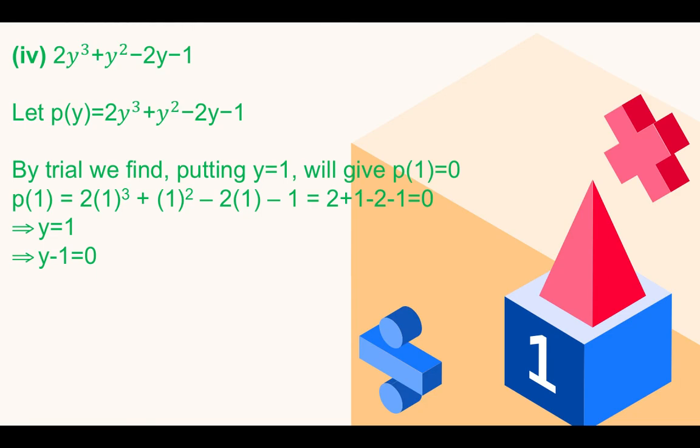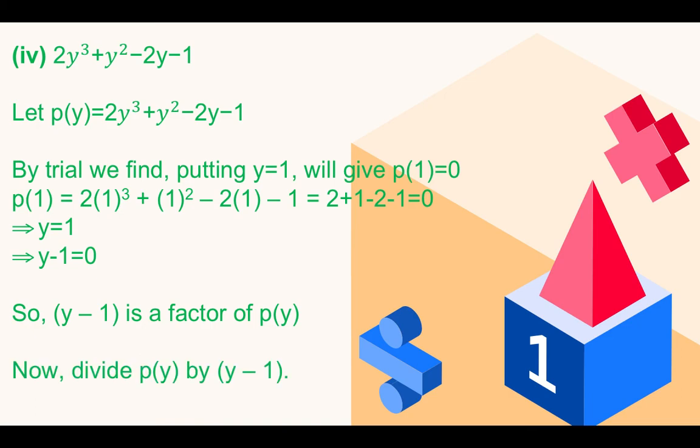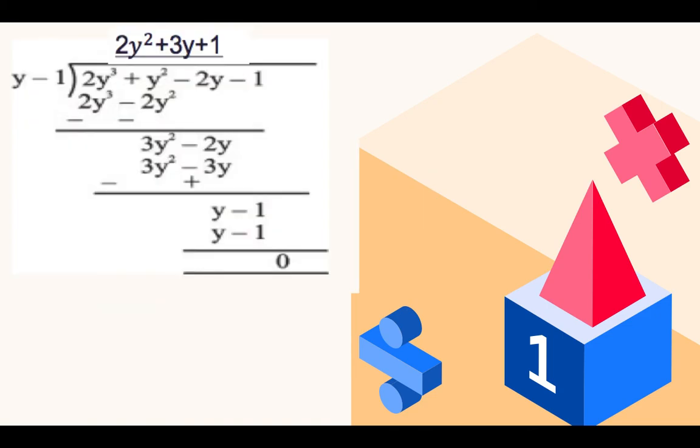So you can write this like this also. I'll take 1 to the left hand side. I can write it as y minus 1 equals 0. So y minus 1 is a factor of p(y). Why is this a factor? Because p of 1 is 0. So by the factor theorem we can conclude this is a factor. Now we will divide this. This becomes the divisor, y minus 1. We divide the given polynomial by this and we get the quotient in the form of a quadratic equation, which is 2y square plus 3y plus 1. On multiplying the quotient and the divisor, I will get the given polynomial.